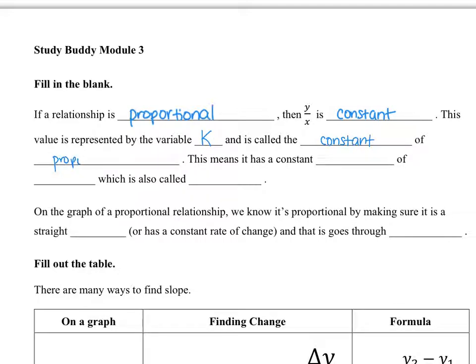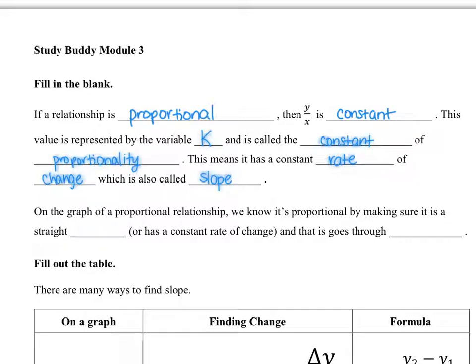So no tricks there. We're talking about a proportional relationship, and it's constant, so that value is called the constant of proportionality. This means it has a constant rate of change. So it's going up the same amount and over the same amount, or down and over. And that is also called the slope. So we learned later in the chapter that that was called slope.